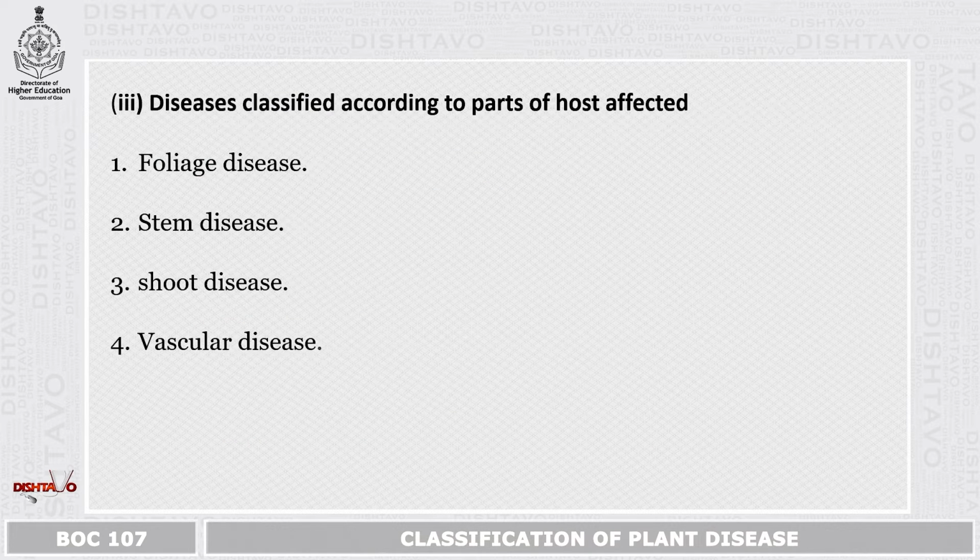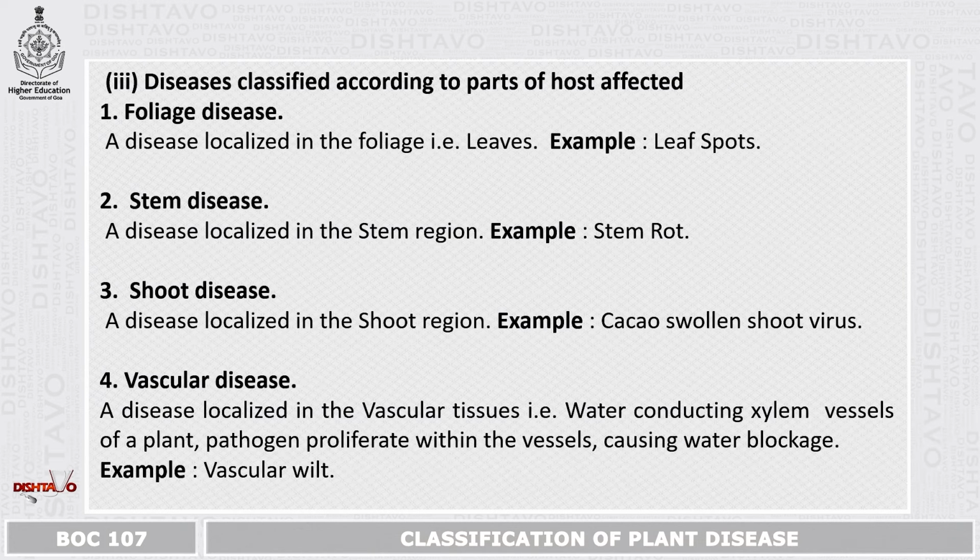The third classification is diseases classified according to the parts of host affected. Based on the parts of host affected, the diseases are classified as foliage disease, stem disease, shoot disease and vascular diseases. So we are going to study all the diseases in detail. Foliage disease is a disease localized in the foliage. Basically it will be in the leaves. Example is leaf spot disease.